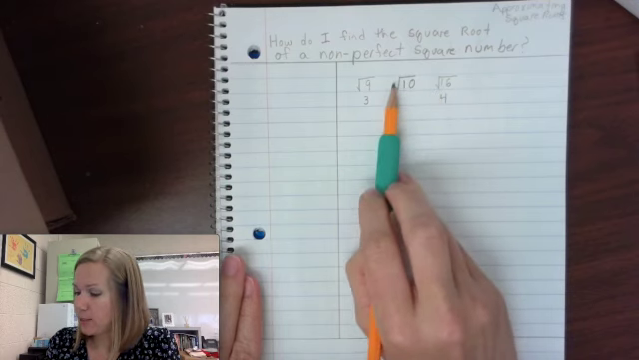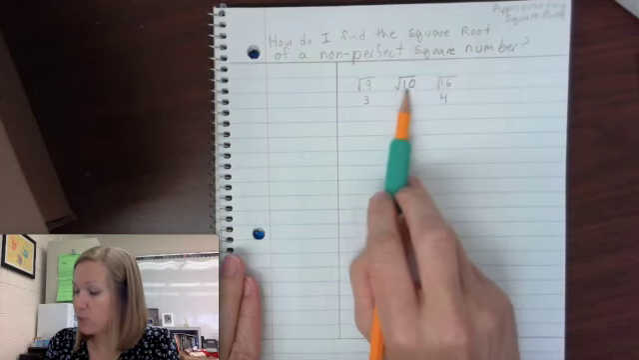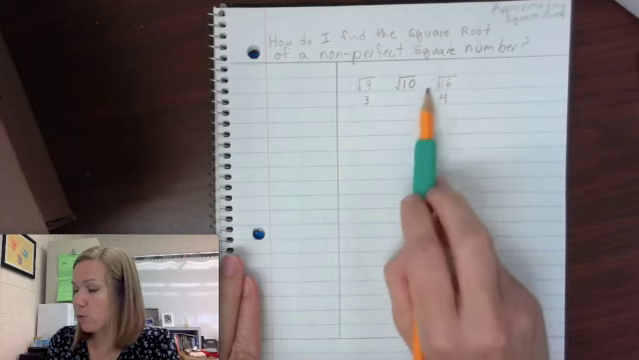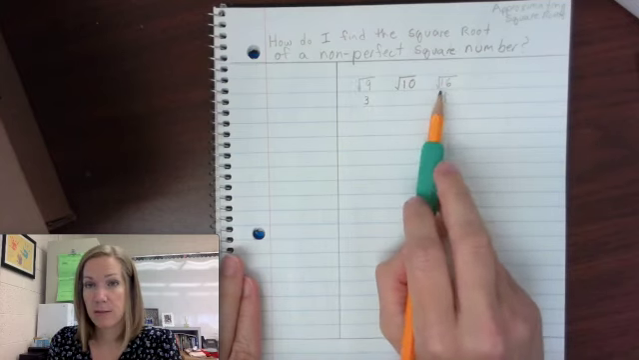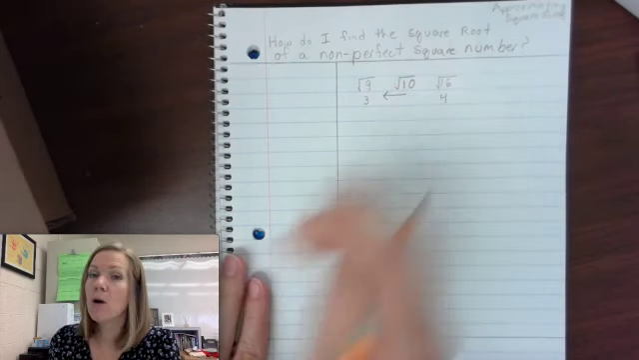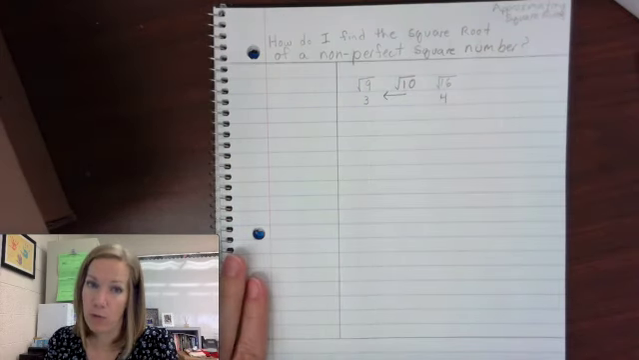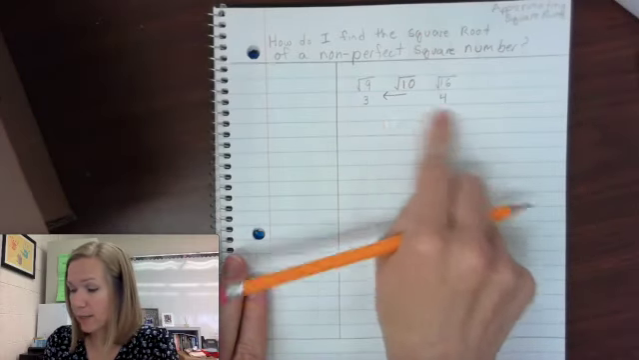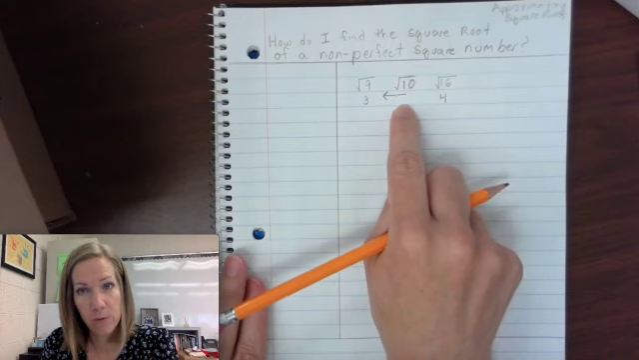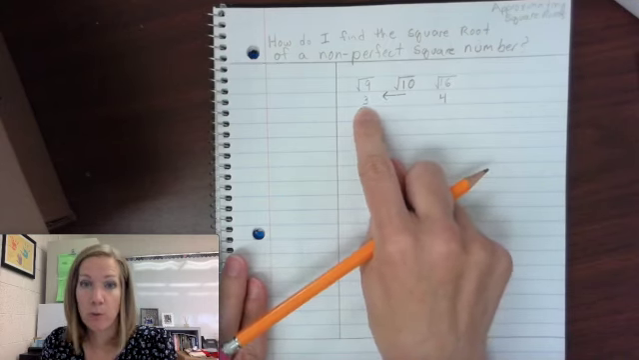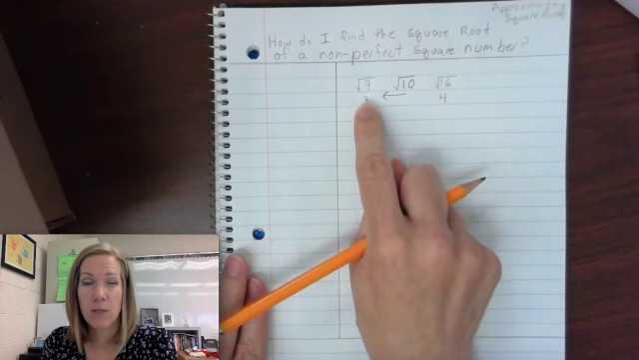Now, I like to look at this number and I say, okay, which number is this closer to? Is the square root of 10 closer to the square root of 9, or is it closer to the square root of 16? Most of us can tell that the square root of 10 is much closer to the square root of 9. Therefore, it's not going to be directly in the center. It's not going to be 3.5, which would put it right in the middle. It's going to be much closer to the square root of 9, so it's going to be much closer to 3.